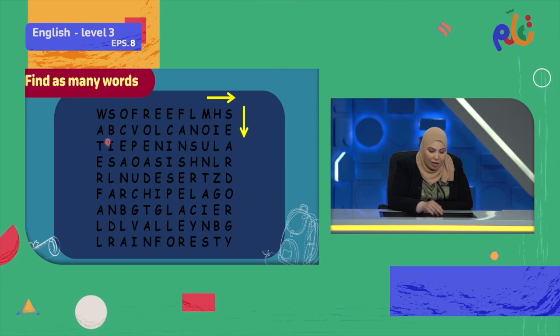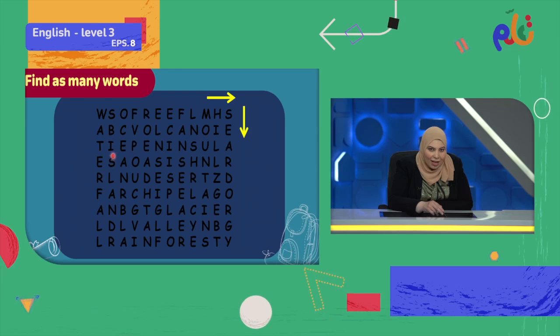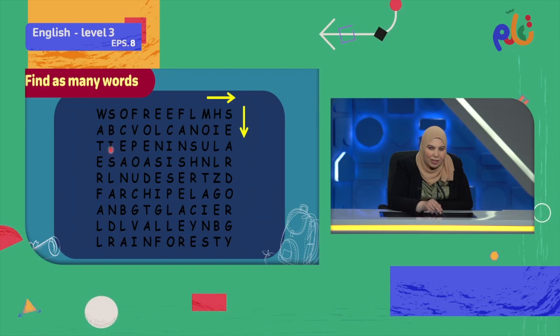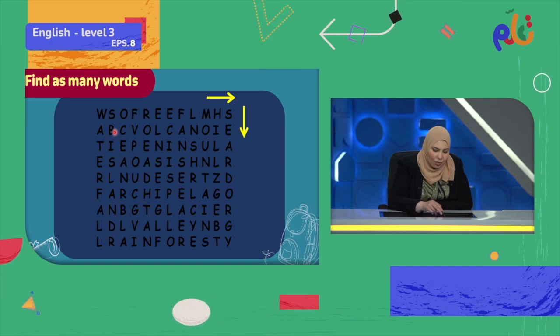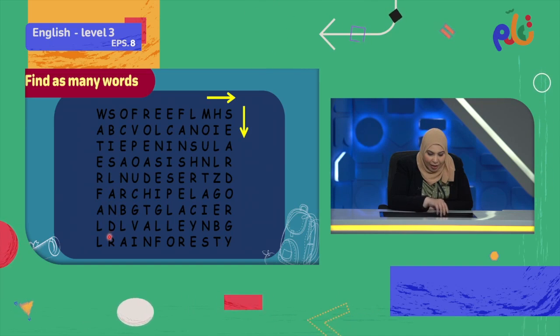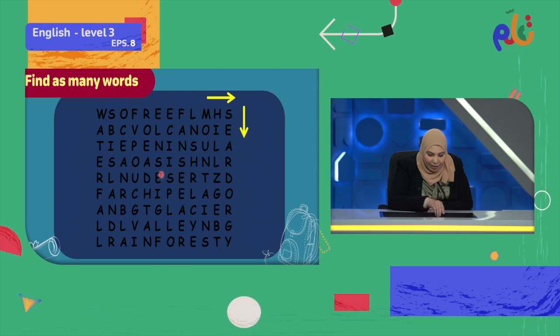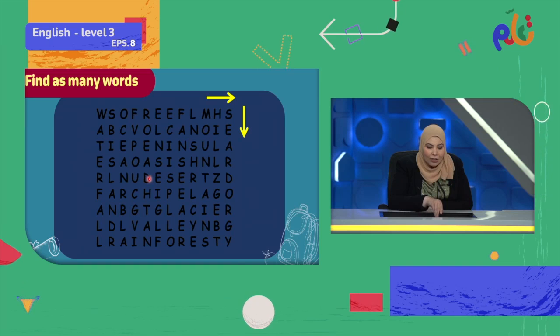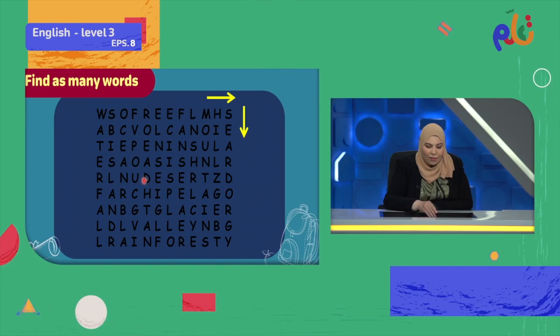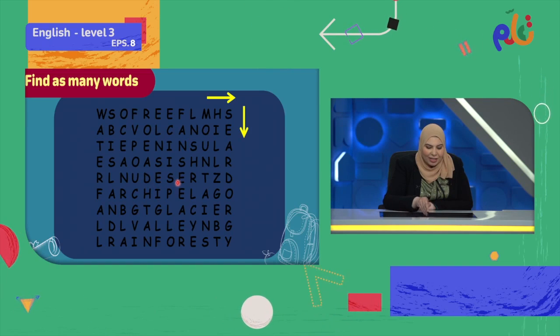So it starts with an I and the silent S. Do you remember the word with the silent S? Island. Island. So we have island here. Anything else? Can you find anything else? Okay, I found something. So desert.